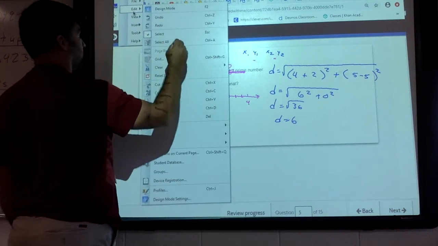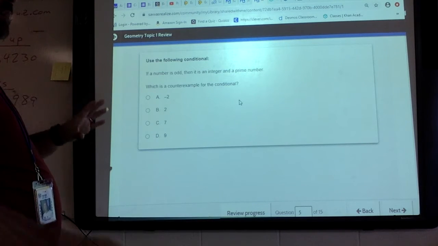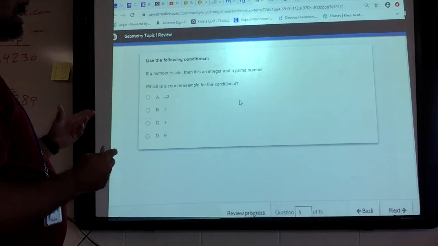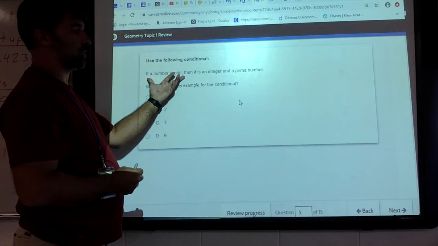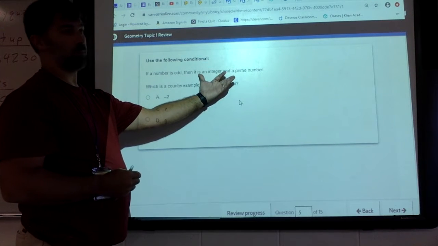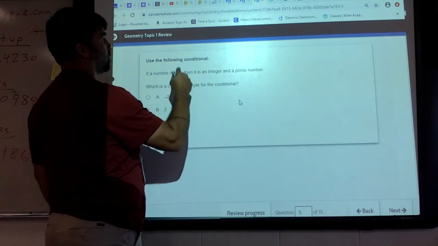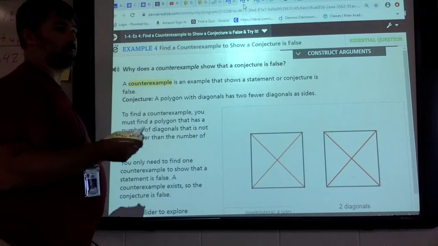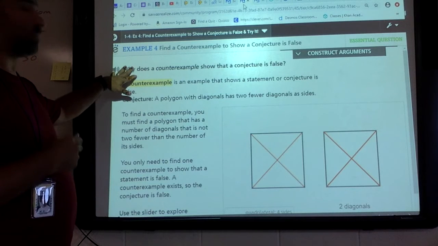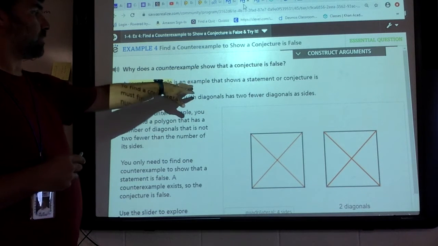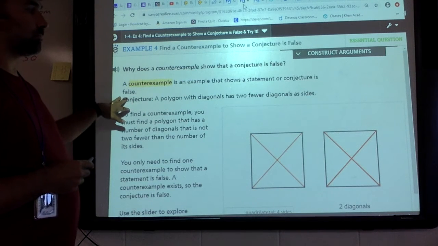All right, next one. Conditional statement. We did talk about this briefly. A conditional statement is an if-then. So this conditional statement is: if a number is odd, then it's an integer and a prime number. And a prime number, that's important. The question is, what is a counterexample? We have not talked about counterexample, but it's pretty self-explanatory. It's an example that counters the conditional statement. So the counterexample is an example that shows that the statement, in this case the conditional statement, is false.